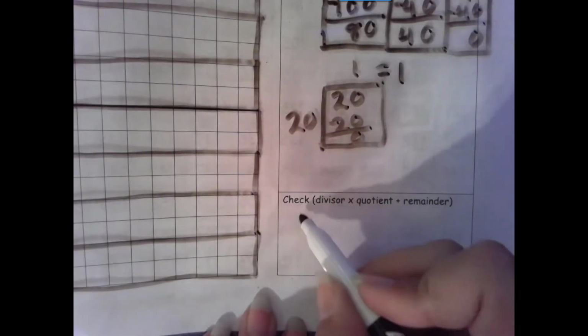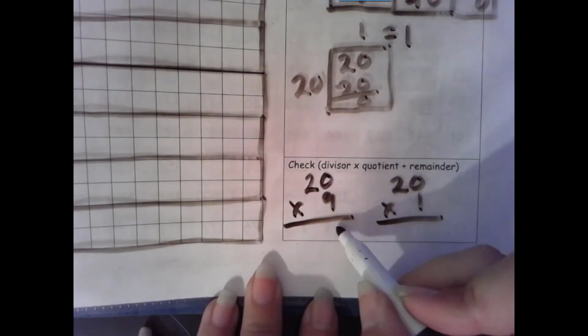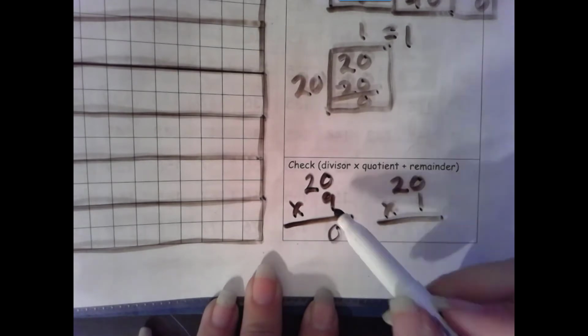Still want to check our answers, which is our divisor times our quotient plus our remainder. But we don't need to add our remainder on each one because the identity property of addition says it's going to stay the same. Here, 9 times a placeholder is a placeholder. It just moves it over a place.